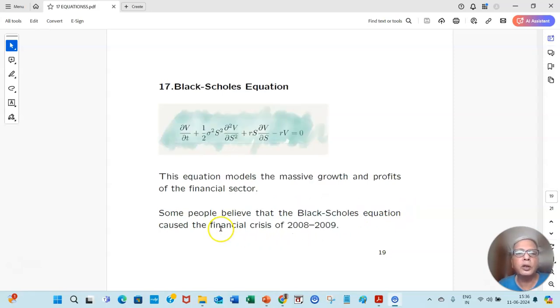So that's chaos theory. And the last one is the Black-Scholes equation. This equation models the massive growth and profits of the financial sector. Some people believe that the Black-Scholes equation caused the financial crisis of 2008-2009.